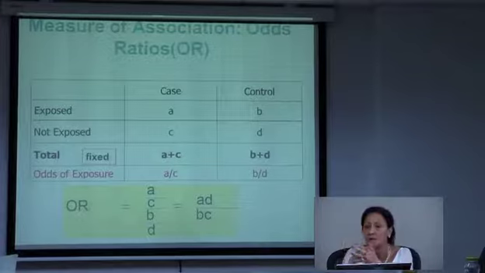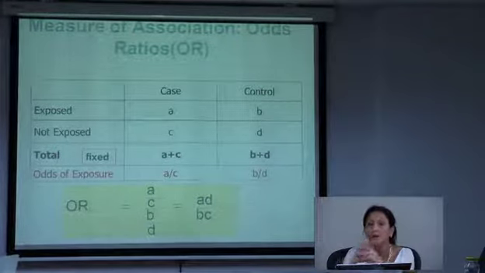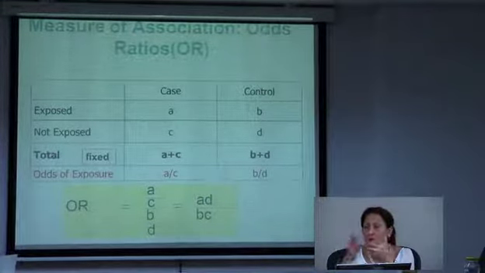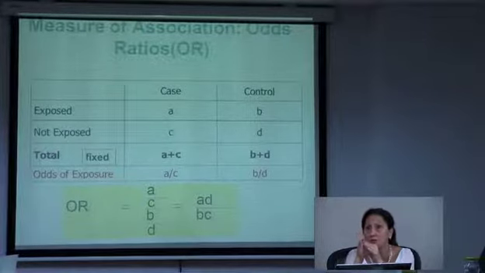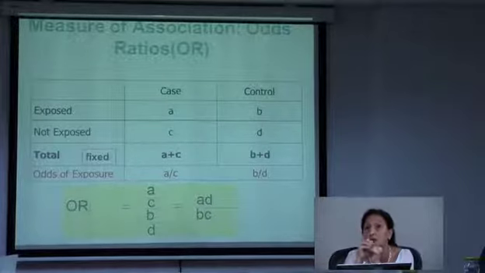So how to measure now? How to analyze data that come from a case control study? It's a regular 2x2 table. So I have case and control, and exposed and non-exposed.